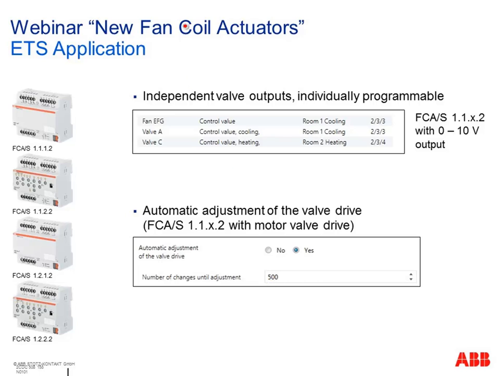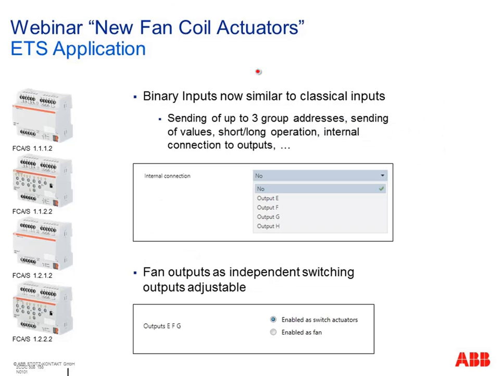A feature here in the Fan Coil Actuators: binary inputs, again, not binary inputs, but inputs itself. If you use it as binary inputs, we have more options now regarding the software. Very similar to the classical inputs you know from the Room Master or from the binary inputs itself. What is possible now? More functions, sending up to 3 group addresses possible. You know this from other devices, so some more flexibility to assign different components.